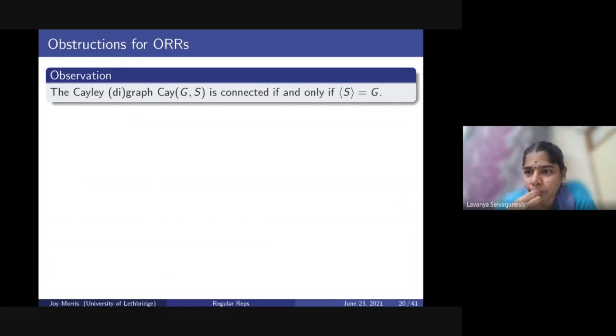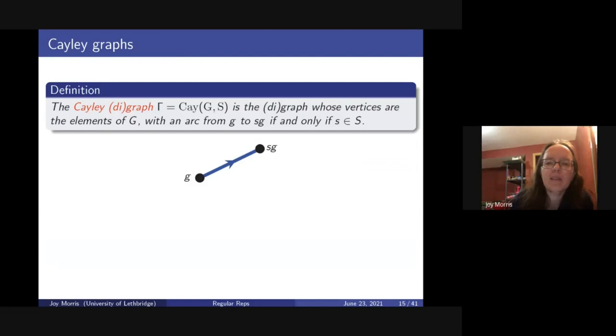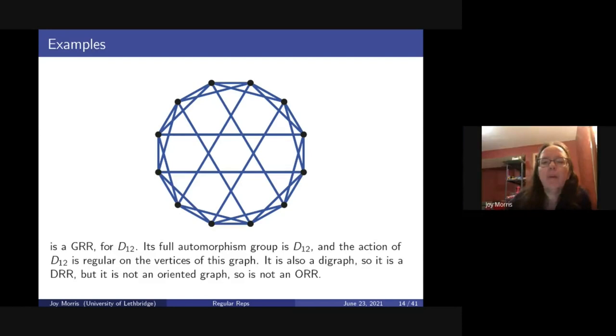Okay, so it's the sort of obvious thing that any graph is a digraph by just replacing every edge by the arcs in both directions. So you have to replace each edge by two arcs, one going in one direction and the other going the other direction. That's still a digraph. It's not an oriented graph, but it is a digraph, and therefore it gives us a digraphical regular representation.